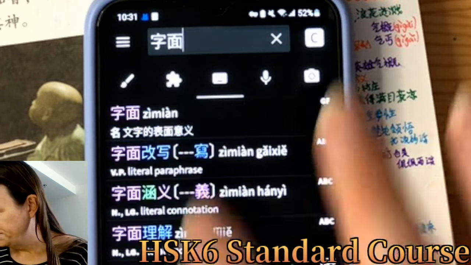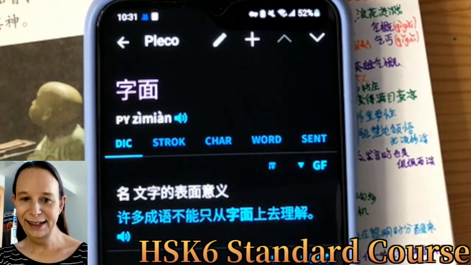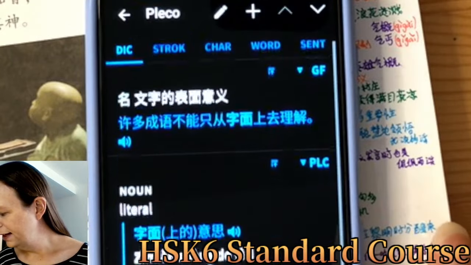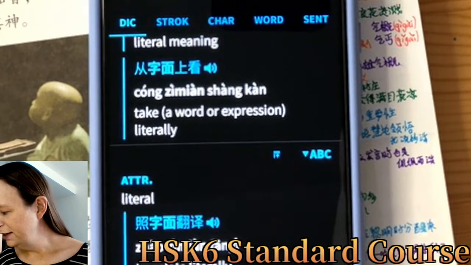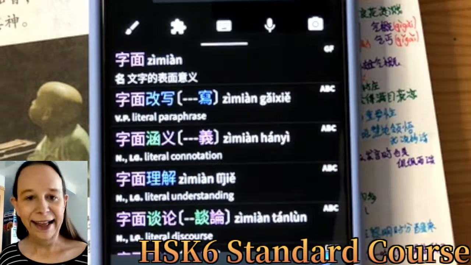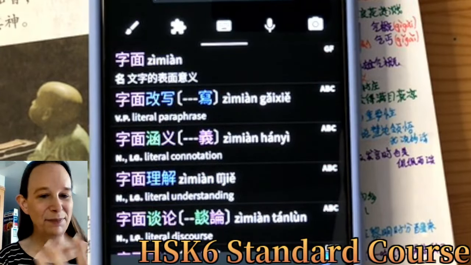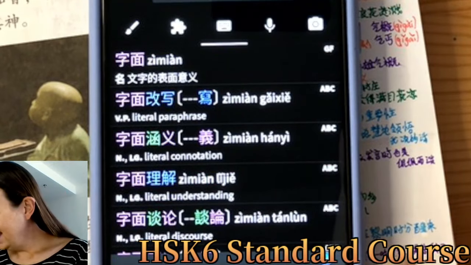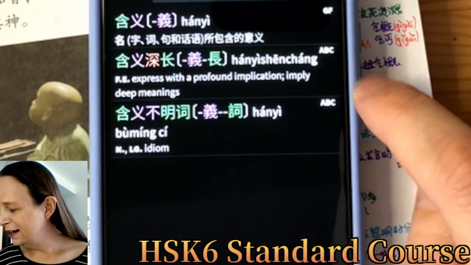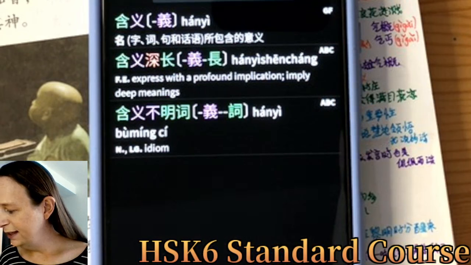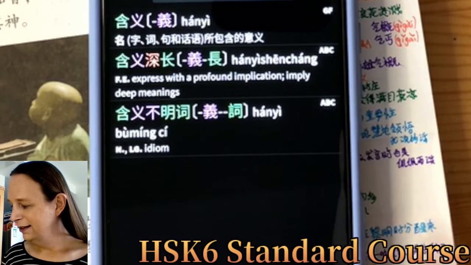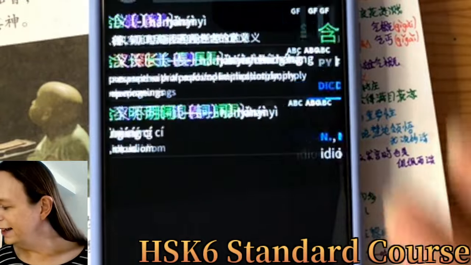字面. 字面 is literal meaning. 文字的表面意义. 字面, literal meaning. 叫字面翻译. Translate literally. Yeah. So, 含义 is the, like, what's implied when you read between the lines, right? 含义. 含义, 含义生长, 生长. 含义不名词. What does 含义不名词? Oh, no, I don't know. I don't think I need to know that one.